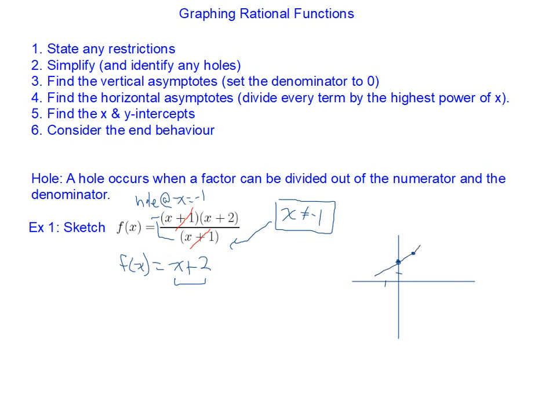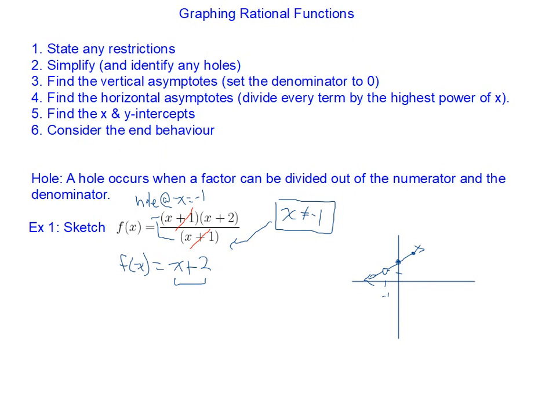And if this is -1, we've already determined that there's a hole at x equals -1. So I'm just going to take my eraser and draw a gap in there, and then we show the hole using an open circle. That open circle just indicates that there's a hole there. So this is a function. It's a straight line. It does have a hole here at x equals -1.